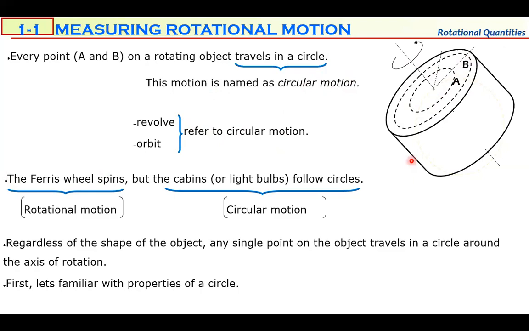For example, if we put these two motions in one sentence, we can say: the Ferris wheel spins or rotates, it's in rotational motion, but the cabins or light bulbs, for example, follow circles, so they are in circular motion. Regardless of the shape of the object, as I said, we don't care about the shape, circular or elliptical or box, whatever, any single point on an object travels in a circle around the axis of rotation. That's why we should know about the circle first. So we are going to learn some properties of the circle.